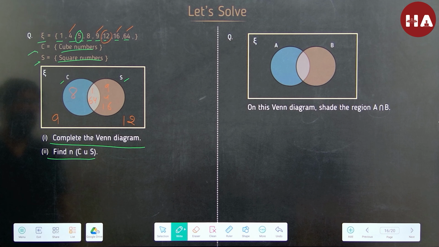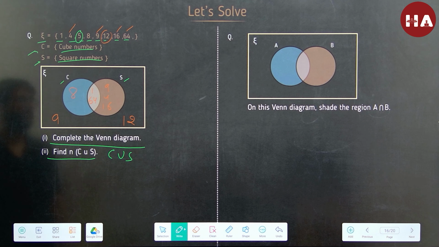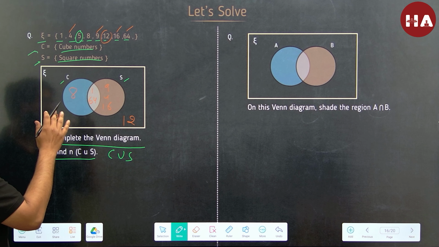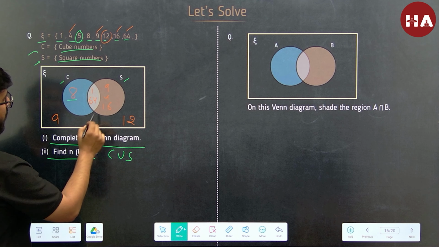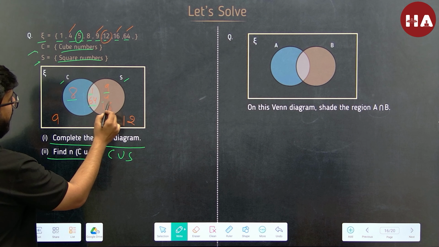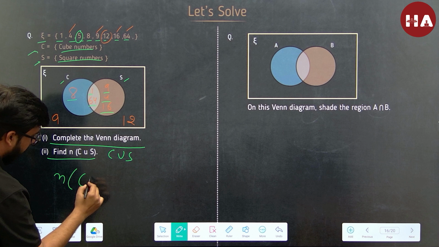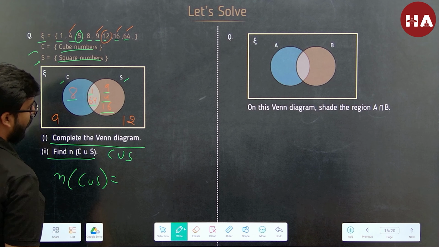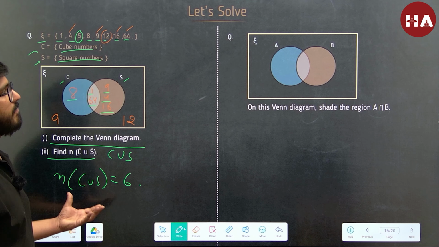Now what do I have to find? C union S. So what is C union S? The numbers which come under the whole of C union S. So you can count easily: 1, 2, 3, 4, 5 and 6. So the answer for the number of C union S will be 6. Okay, this is a very simple question.